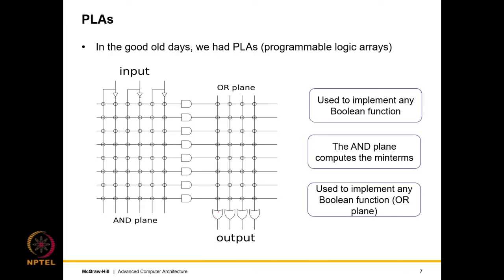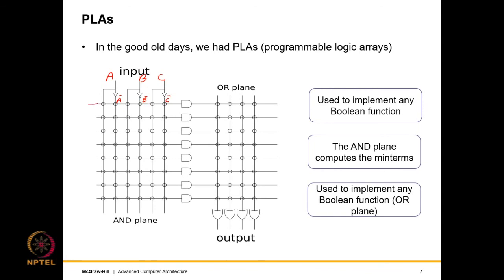Then we have PLAs. In the good old days, we had programmable logic arrays, or PLAs. This can be used to implement any Boolean function. For example, if we have three inputs, A, B, and C, then the inputs at this point will become A bar, B bar, and C bar. The idea basically was that we choose a subset of these. Clearly we can't choose A and A bar both together, but we choose a subset, for example, A bar, B, and C.